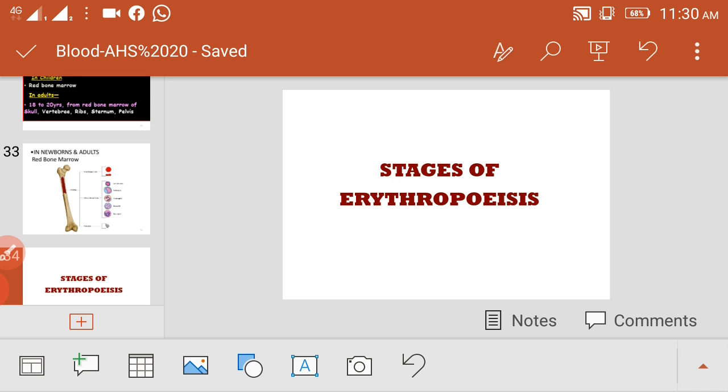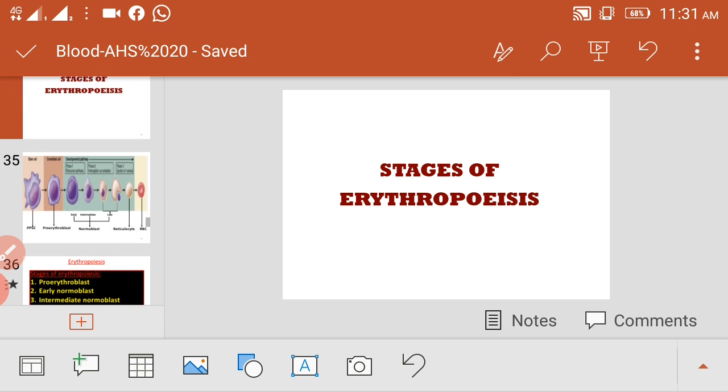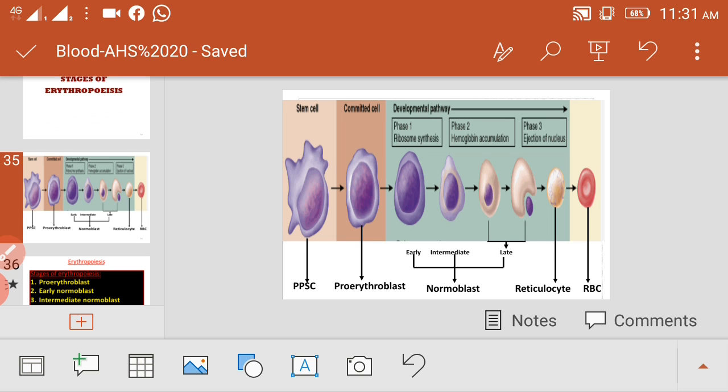Next comes the stages of erythropoiesis. This formation of RBC is taking place in different stages. Suddenly it will not form one big cell; there are different stages. This question is very important: the erythropoiesis, how the cells are forming. So you can see the diagram.